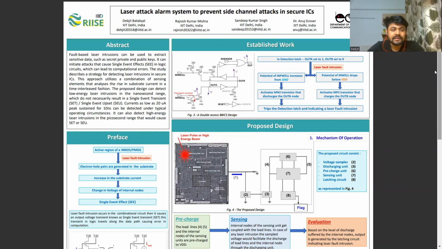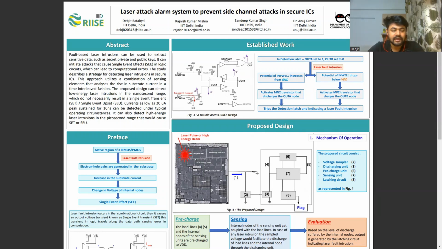Our project is Laser Attack Alarm System to prevent side channel attacks and secure ICs. The continuous downscaling of CMOS technologies leads to the improvement in nearly all fields of our contemporary life. However, the advancement in integration density and performance comes with the price of several new challenges. This includes leakage, short channel effects, and tunneling. Another serious trend is the increase in safety, security, and reliability related problems.